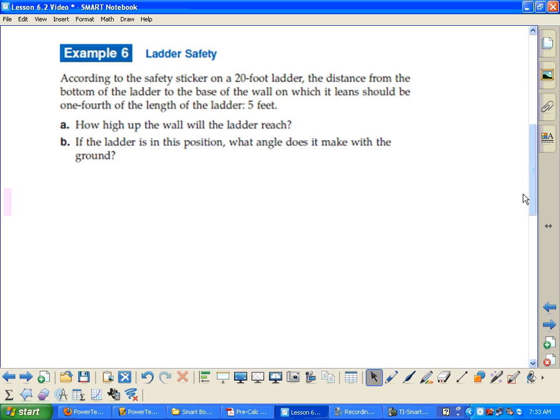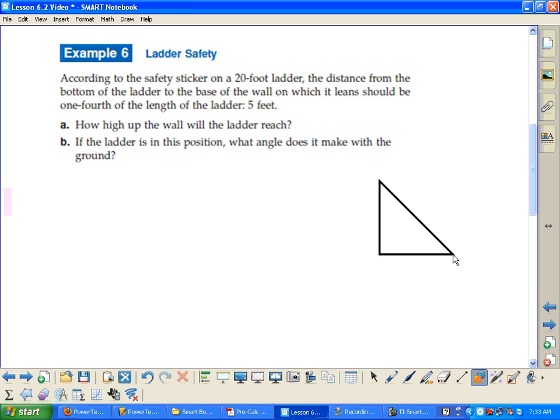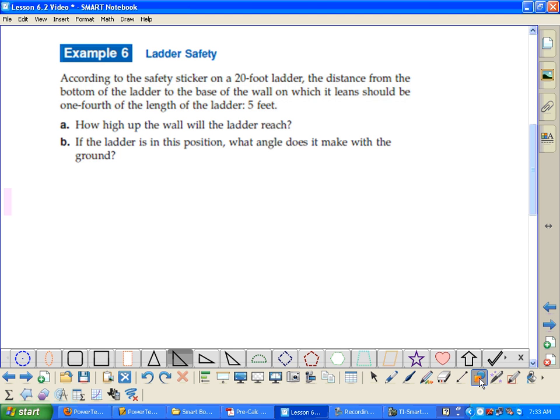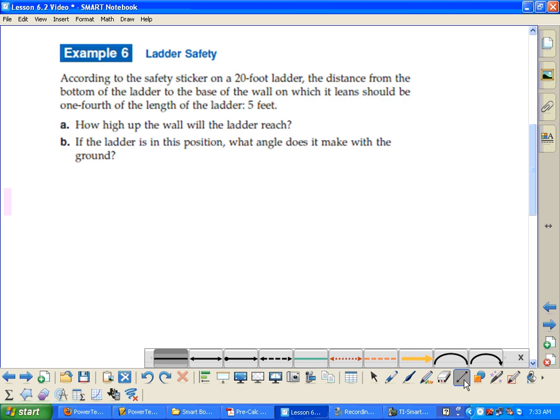So we need to draw a triangle here, and this will be a right triangle. Oops, that's not the one I want. So get rid of that one. I'm going to draw it instead, I guess.